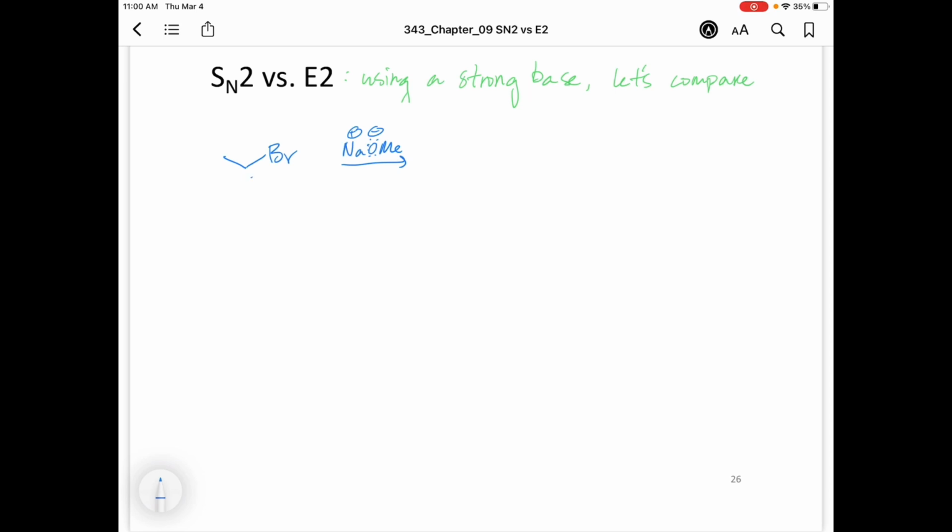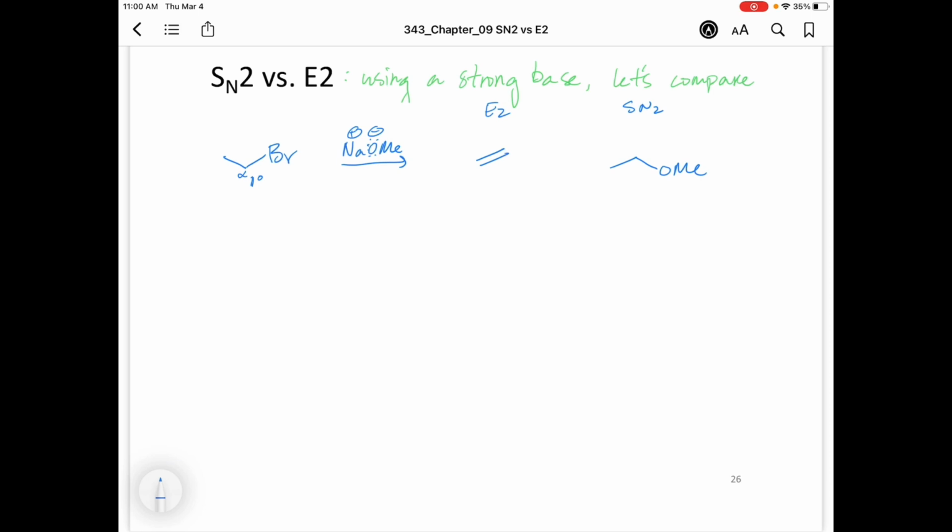Now, if I have this alkyl bromide, I have one bromoethane. This is a primary alpha carbon, okay? We can draw both products and see which one is favored. So this will be our E2 product, and then let's draw our SN2 product over here.